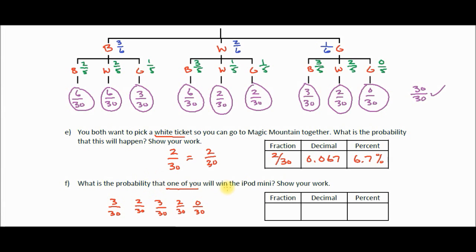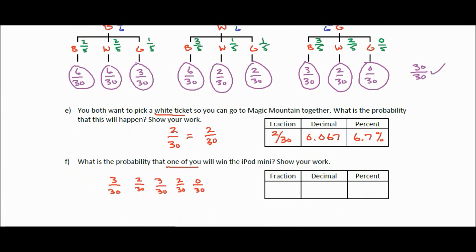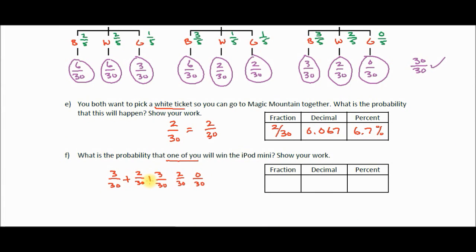Remember, class, on a tree diagram, once you do all the multiplication, there's no more multiplication to do. Everything else at this point is adding the branches that make us happy. So in this case, we just add them up. And we end up with 3, 5, 7, 10. 10 over 30. So our probability of one of us winning the iPod Mini is 10 things that make us happy over 30. Put that in your calculator. That's 0.333 or 33.3%. We'll stop this video and we will tackle the Venn diagram on the last video.